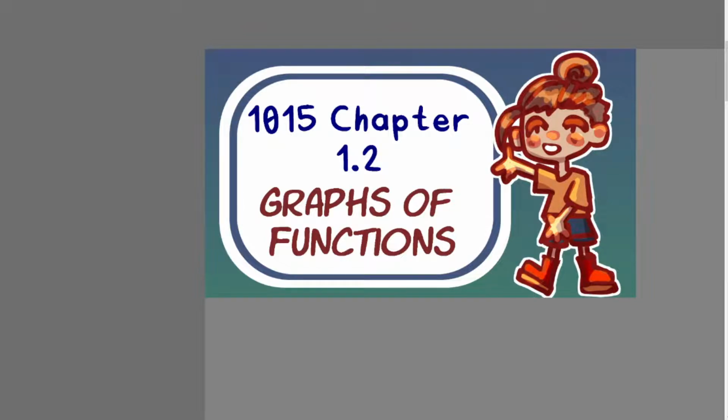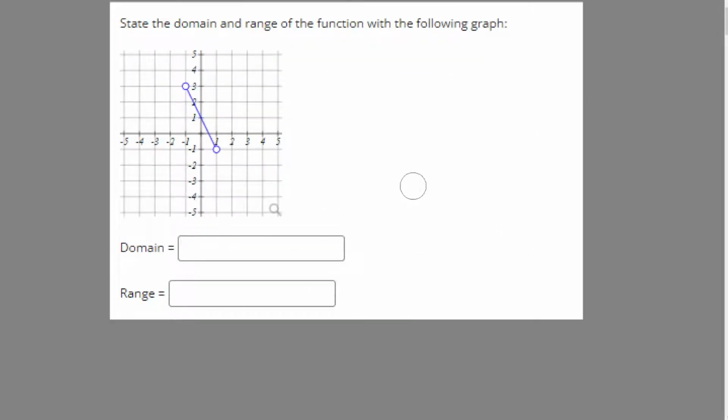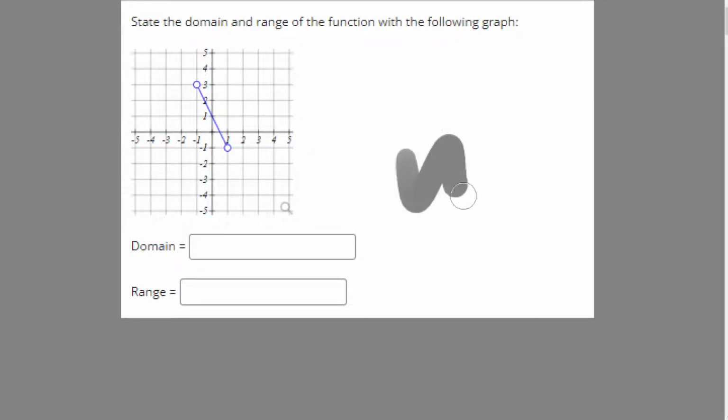Hello everybody! Today in this video we're going to be talking about chapter 1.2, graphs of functions. And we'll just hop into some of the examples. This says, state the domain and range of the function with the following graph.